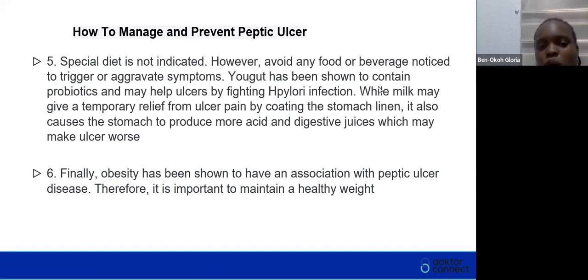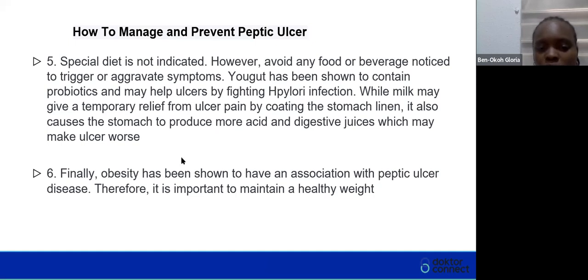And contrary to popular opinion, milk is not actually really helpful. What has been shown is that milk can relieve ulcer pain temporarily because it coats the stomach lining. But milk also causes the stomach to produce more acid and more digestive juice, which can also worsen ulcer pain. So it's also good to note this.